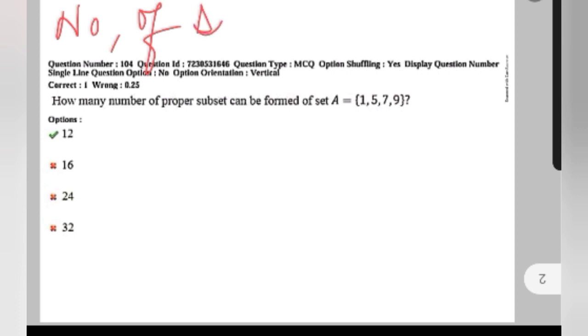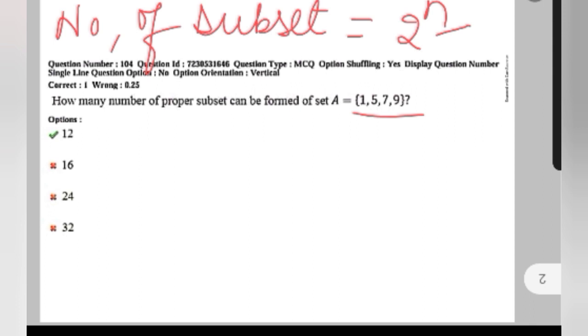The number of subsets of the set A is equal to 2 raised to power n. What is n? n is the number of elements in the set A. I have to find the number of subsets of the given set A, which is 2 raised to power n. Here n value is 4, so it becomes 2 raised to power 4. So the number of subsets will be 16. But I have to find the proper subsets, not the subsets.